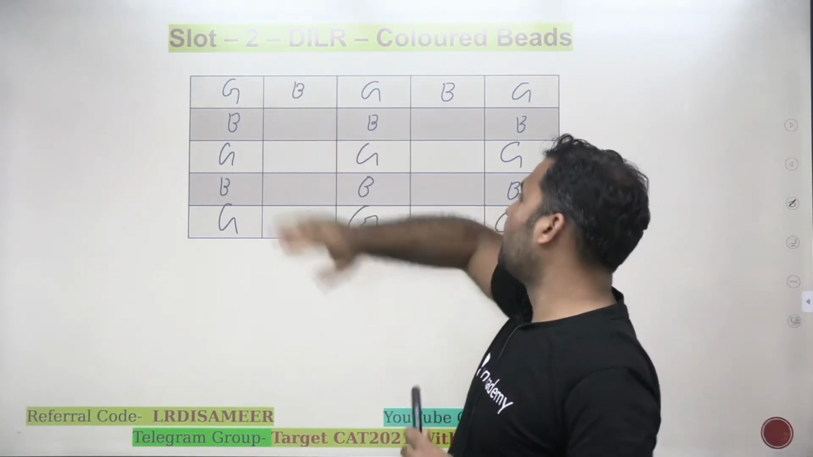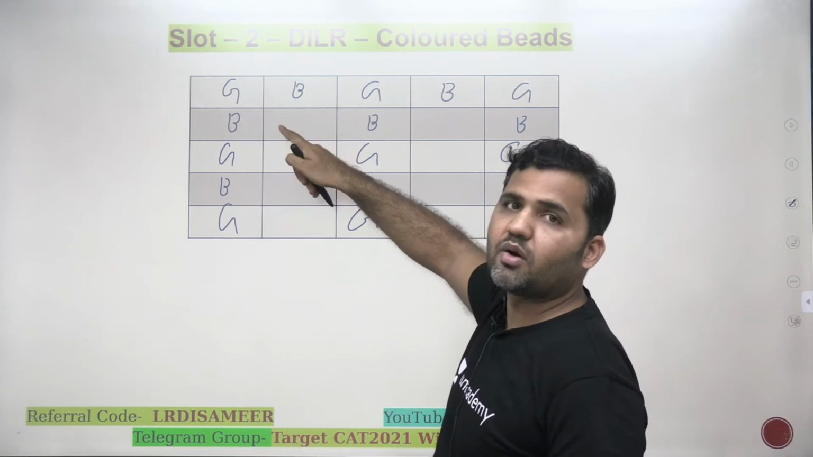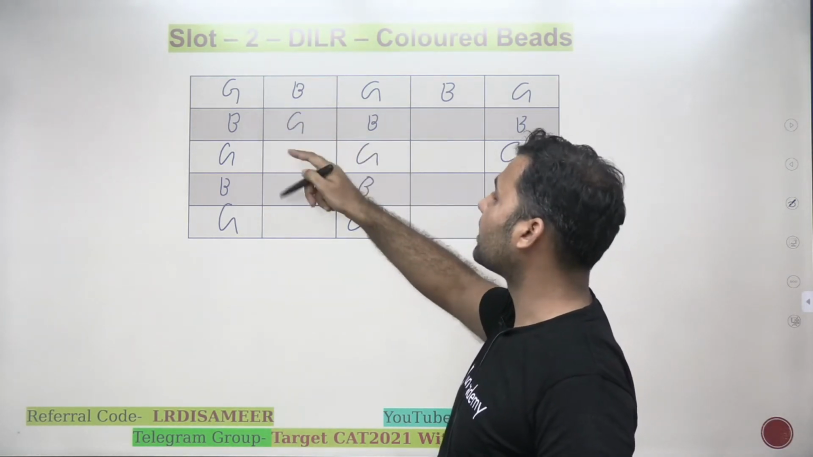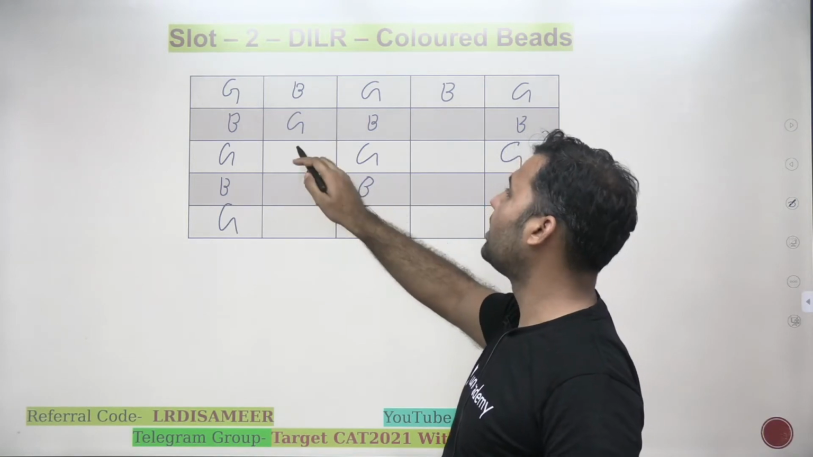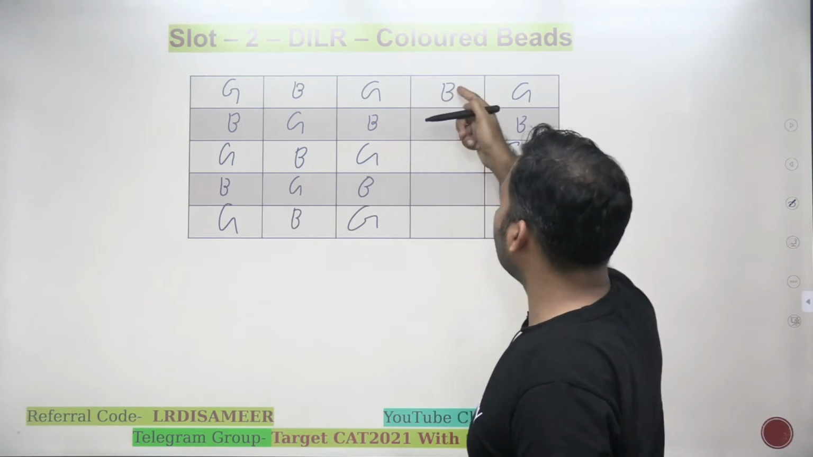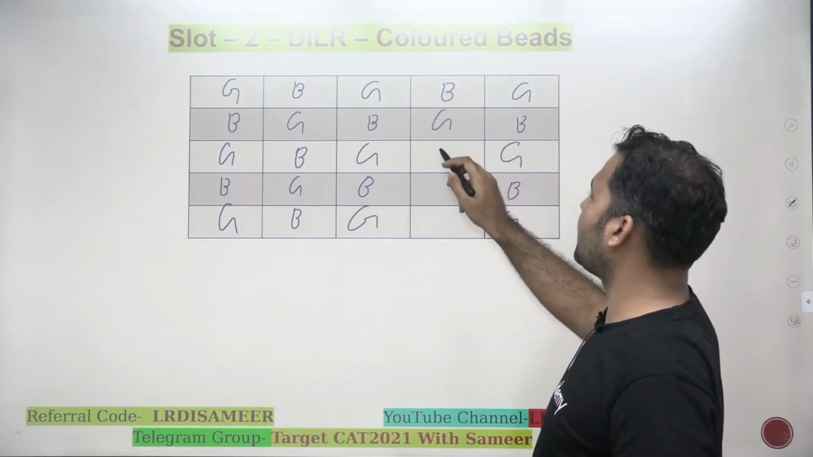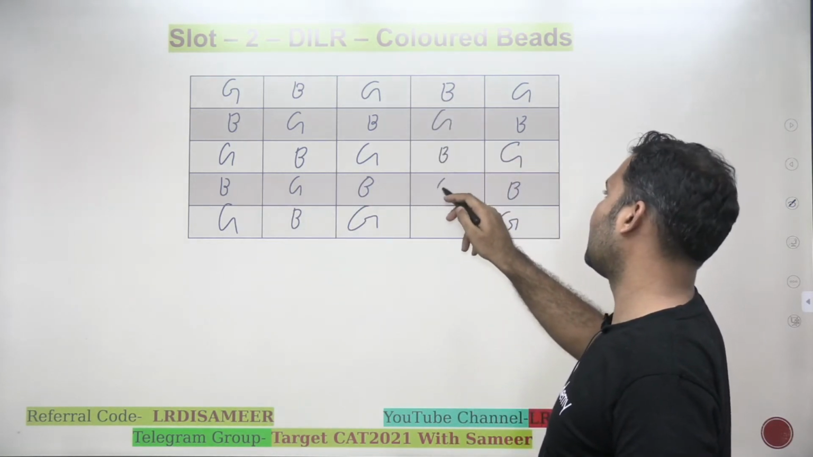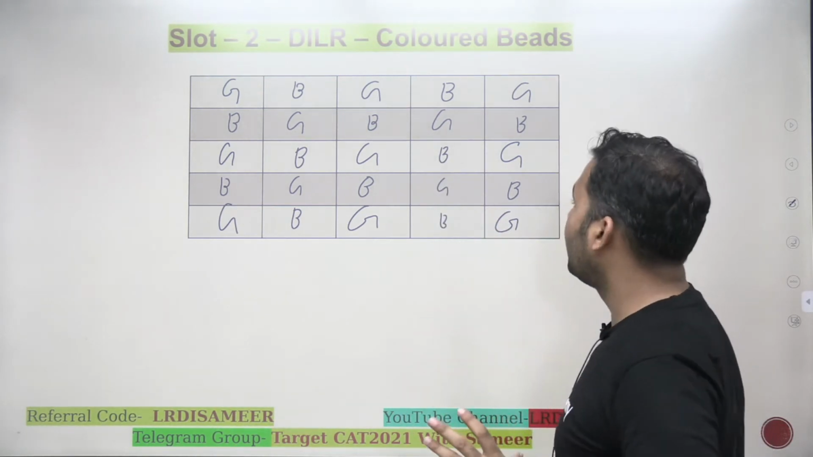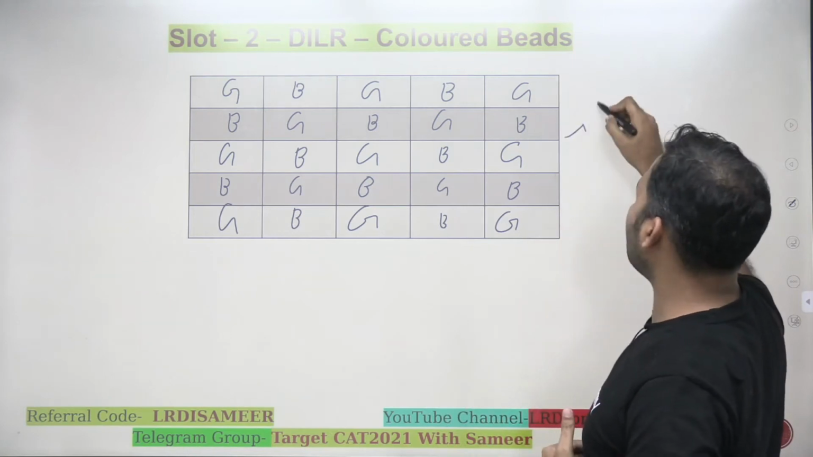So if I'm having blue here, is it possible to have blue here? No, because two adjacent cells cannot have the same color, so I need to place green here. Then is it possible to place green here? No. It would be blue, then green, then blue. Again, if it is blue here, then I need to place green here, blue here, green here and blue here. That's it. This is the one possible arrangement.